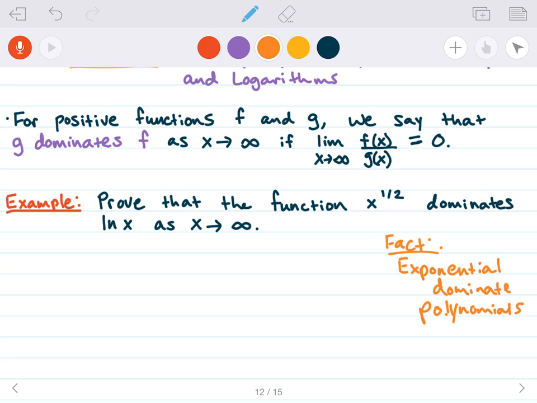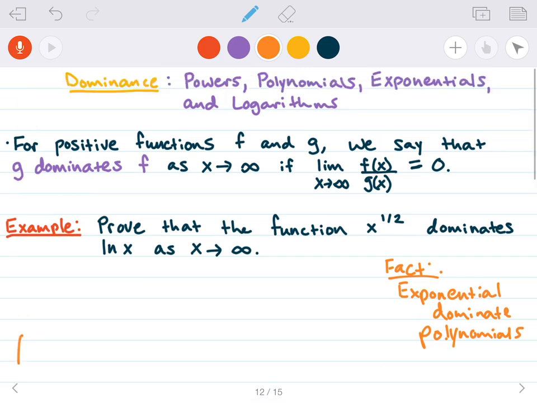So with that being said, let's go ahead and look at this definition. For positive functions f and g, we say that g dominates f as x goes to infinity if the limit as x goes to infinity of the quotient f over g is 0. Now, what does that mean? So g is dominating, g is growing much, much faster than f. That's why this limit makes sense, because as x gets huge, so does g. G gets a lot bigger faster than f, so this denominator is going to be huge while this stays not as huge, and so that's going to eventually converge onto 0.